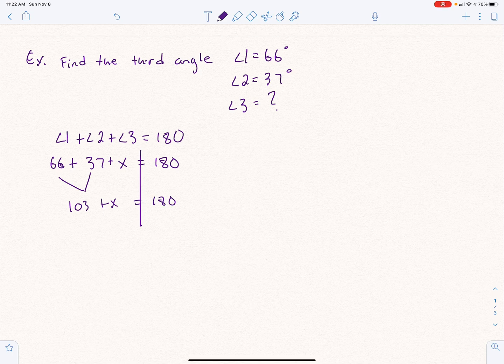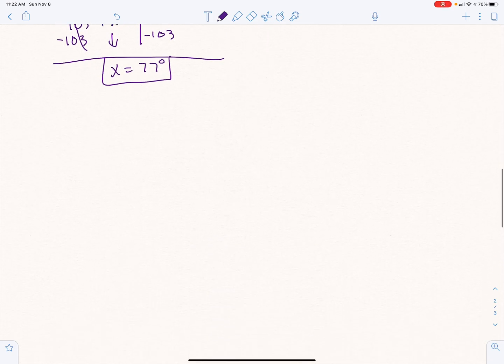Then we have to solve for x, so we got to get x by itself. So we subtract 103 from both sides because you got to do the opposite when you're moving across that equal sign. This comes down, and you get x is equal to 180 minus 103, which is 77. So the third angle would be 77 degrees.